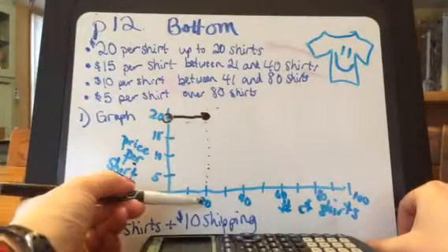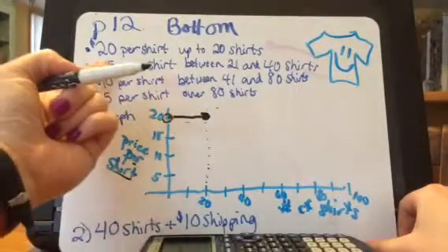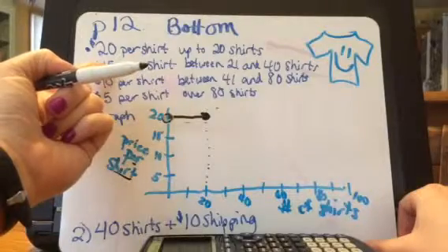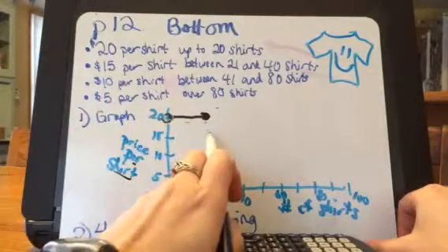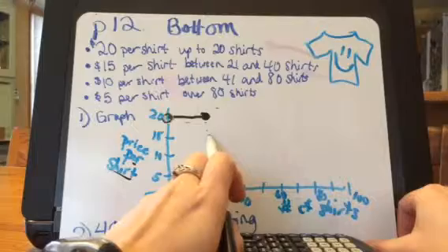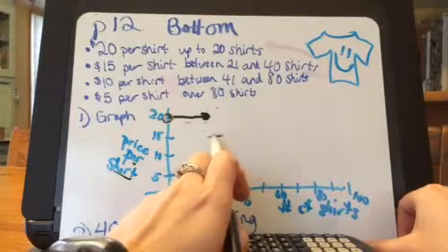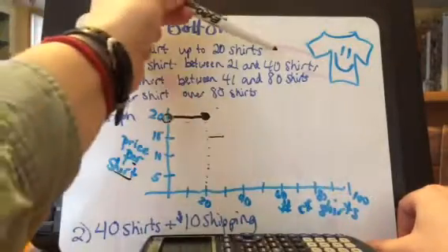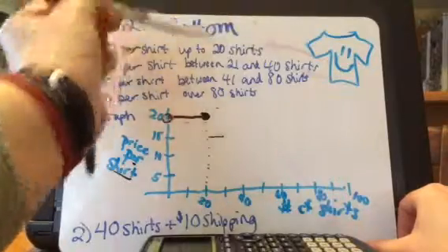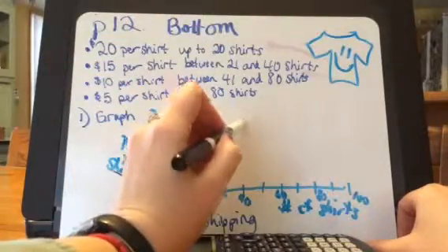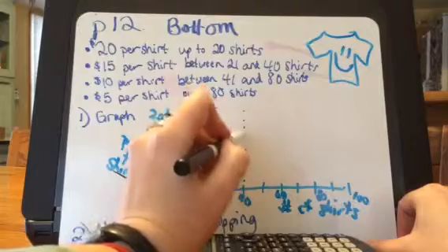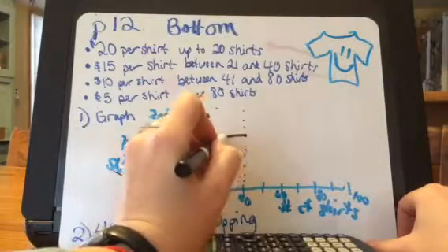As soon as I get above 20 shirts, my price drops down to 15. So my next step is going to happen here at $15. And I'm going to start that step and see it goes all the way until I order 40 shirts. So that step is going to go here to our next dividing line at 40. I have a step here at $15.